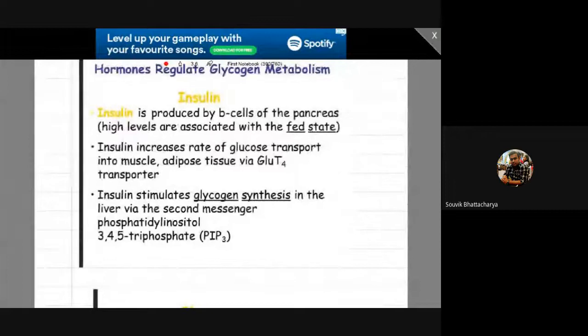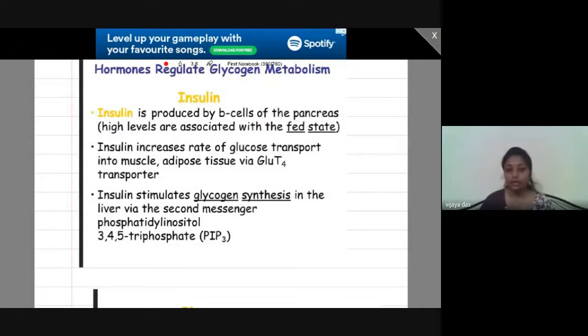So this is what we have discussed just now, that the insulin which is produced by your pancreas in a well fed state, like I said, when we eat food, that is our well fed state, right? So at that state there will be a rise in insulin, and there will be an increase in GLUT4. We should also know that insulin performs many things.